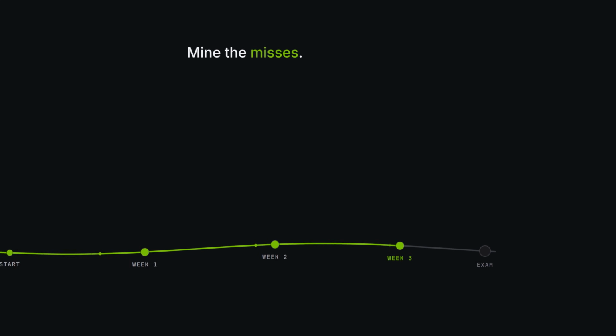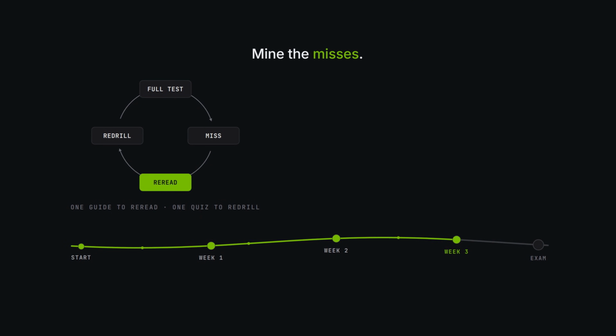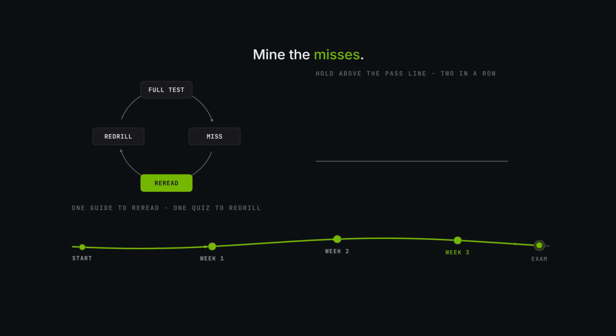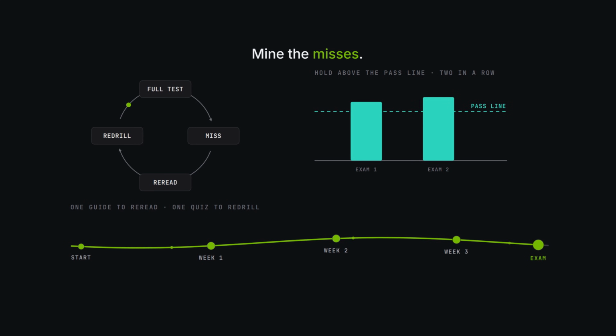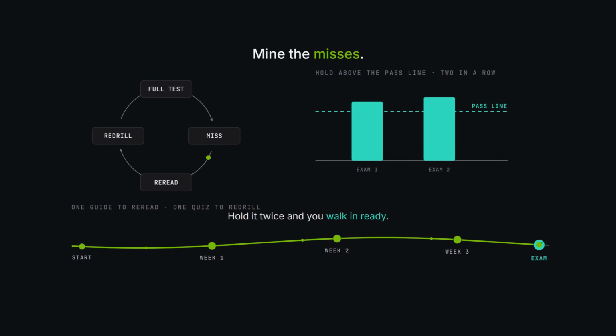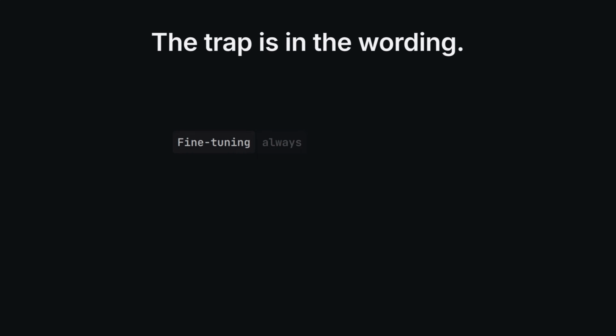After each full test, do not just read the score. Mine the misses. Every wrong answer points at 1 domain guide to reread and 1 quiz to re-drill. And that targeted review is what moves you from passing to comfortable. Do this loop until your practice scores hold above the pass line 2 exams in a row, and you walk in ready. Most questions you will miss on this exam are not about what you know.